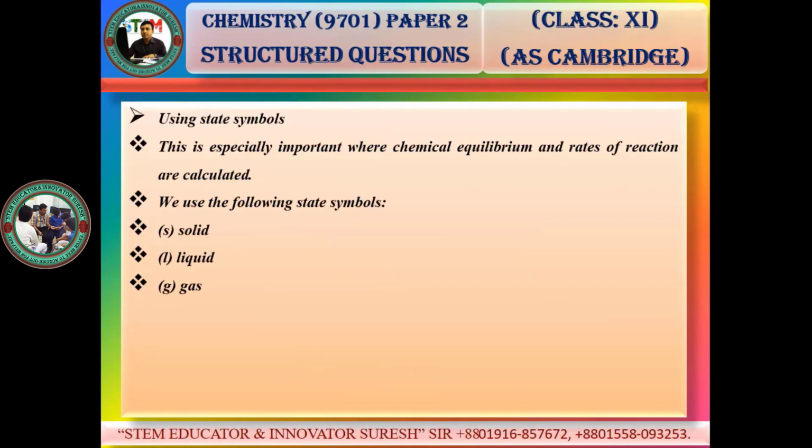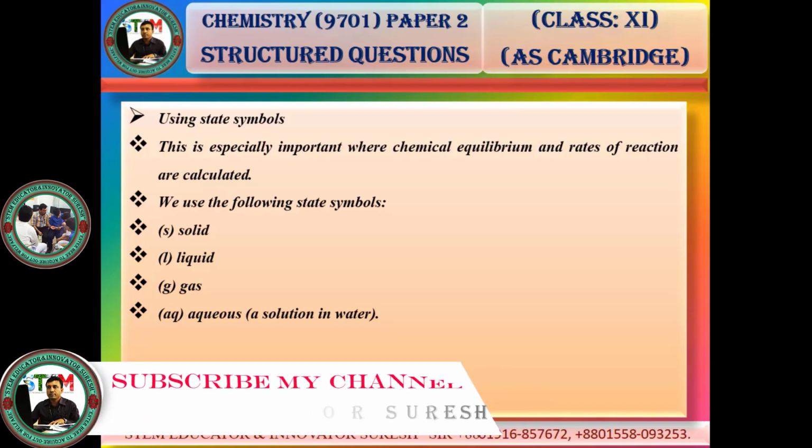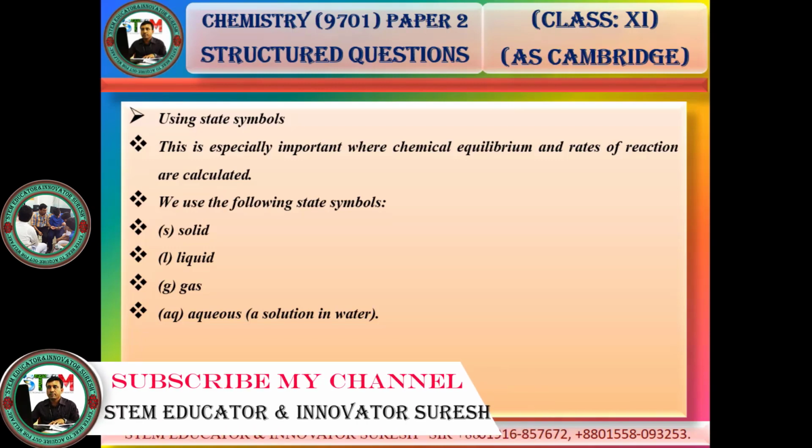Using state symbols is especially important where chemical equilibrium and rates of reaction are calculated. We use the following state symbols: S for solid, L for liquid, G for gas, AQ for aqueous. What is the meaning of aqueous? It's a solution in water. Aqua is Greek for water in English, so aqueous, coming from Greek, means solution in water.